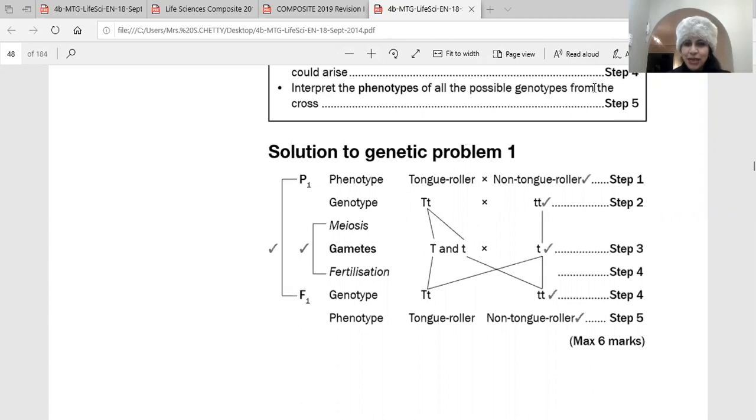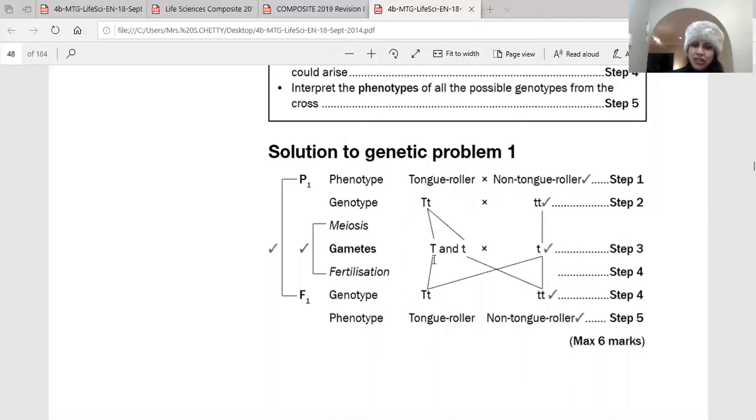Remember the last time I said to you, do a cross using a heterozygous tongue roller with a non-tongue roller? Did you get it right? P1 phenotype, tongue roller cross non-tongue roller. Genotype, capital T, small t, cross small t, and meiosis, and use lines to come down here. Here I would prefer 2 lines. Then you could draw your Punnett square as I taught you.